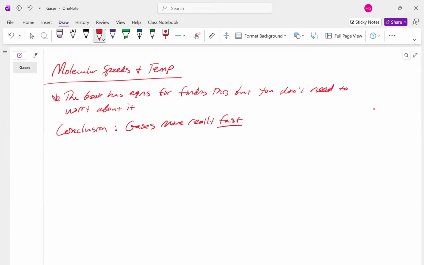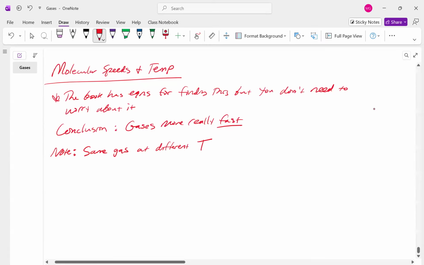And the speed that they move depends on the temperature of the gas as well as the identity of the gas. And I'm going to go into both of these properties here. The first thing we're going to look at for this comparison is the same gas at different temperatures. And let's just look at the rough overarching theme of this.